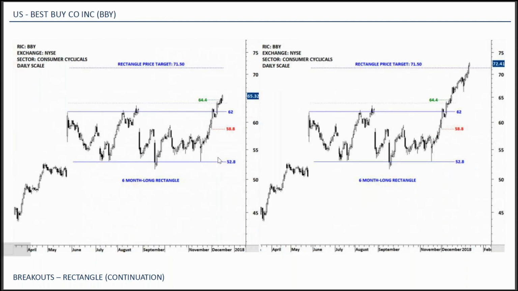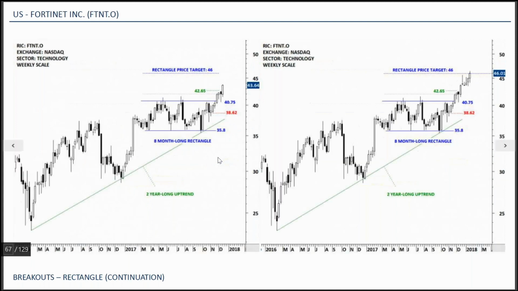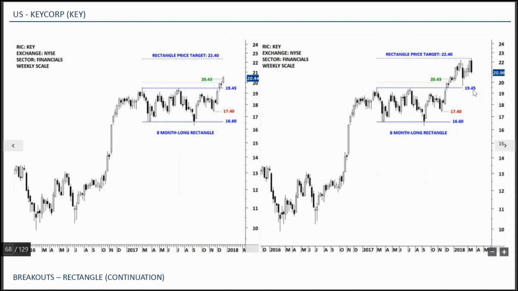With another US company, Best Buy, several tests of chart pattern boundary, breakout takes place. We reach the chart pattern price target. Here we have another US company. The 8-month long rectangle took place in a steady uptrend. We reached the chart pattern price target immediately after the breakout took place. Key Corp, 8-month long rectangle, sideways consolidation, breakout takes place, and we reach the chart pattern price target.